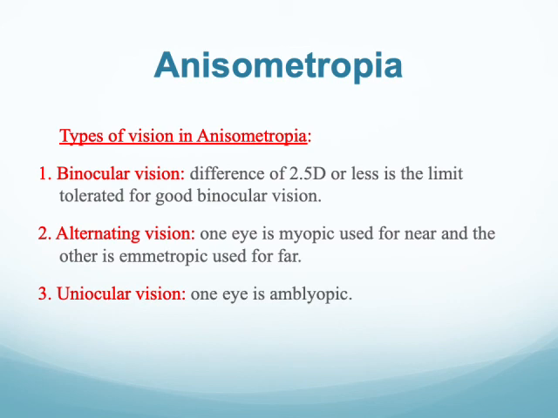Uniocular vision is when one eye is deeply amblyopic. One eye is very weak, suppressed, neglected, and then becomes irreversibly neglected. That's amblyopic, so the patient starts to see uniocularly. And this is the second challenge, as I explained to you: the very bad consequences of anisometropia if not detected and treated promptly during childhood.